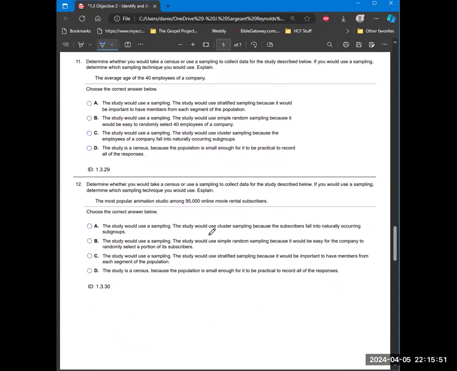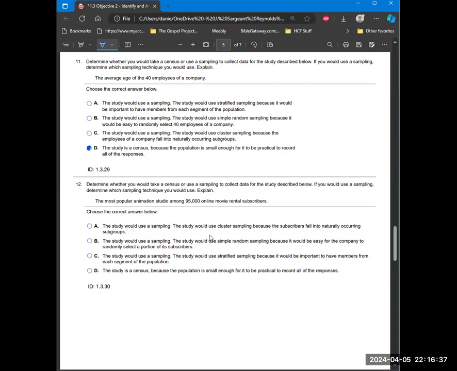Let's go on to number 11. Determine whether you would take a census or use a sampling to collect data for the study described below. If you would use a sampling, determine which sampling technique you would use and explain. The average age of the 40 employees in your company. So 40 is really not that many people for you to go and ask. It's pretty easy for you to get the ages of everybody, of all these 40 people. So we'd use a census here because the population is small enough for it to be practical to record all the responses.